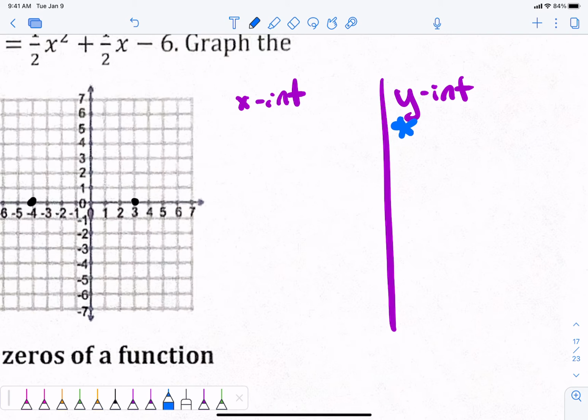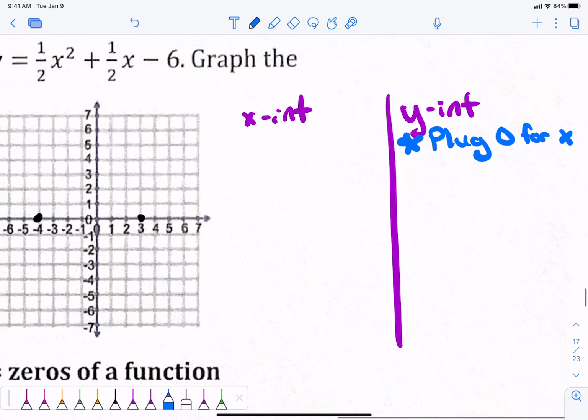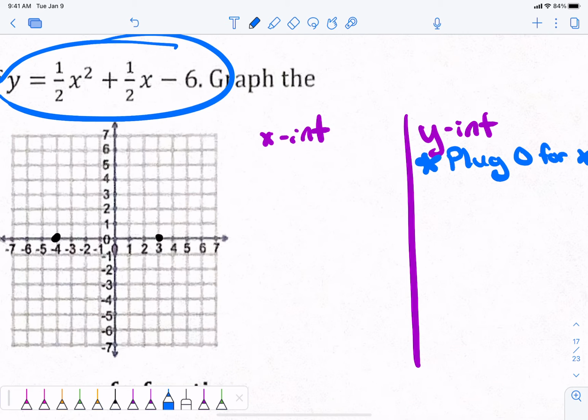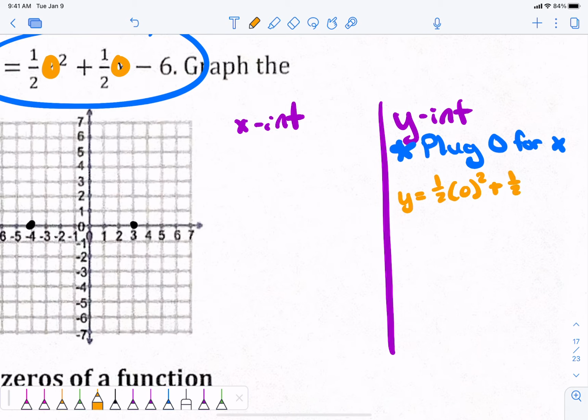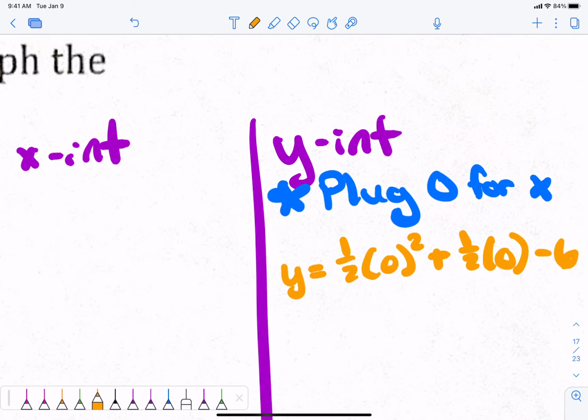And to find the y-intercept, what did we say? X has got to be 0. Plug 0 in for x. This is the equation that I'm doing. I'm plugging 0 in for x. So starting with y equals 1/2 times 0 squared, I'm plugging 0 in for these x's right here, plus 1/2 times 0 minus 6. That's what it will look like. I'm plugging 0 in for those x's in that equation.